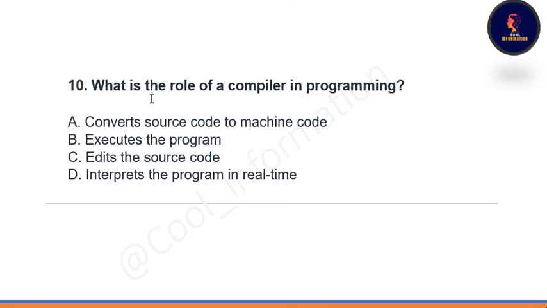Next question. What is the role of a compiler in programming? Now we are seeing the questions related to programming languages. Option A is convert source code to machine code. Option B, execute the program. Option C is edits the source code. And the last option is interprets the program in real time. Correct option is option A, which is convert source code to machine code. A compiler just converts source code to machine code.